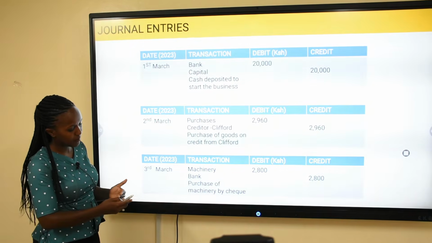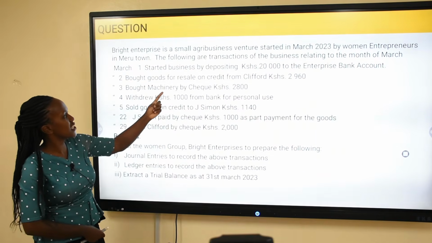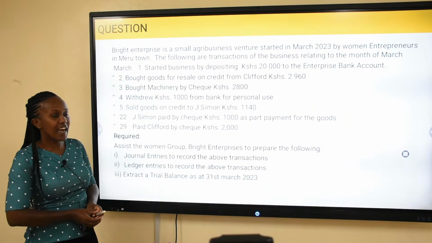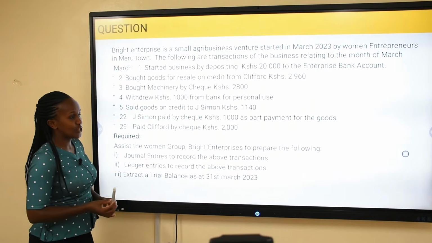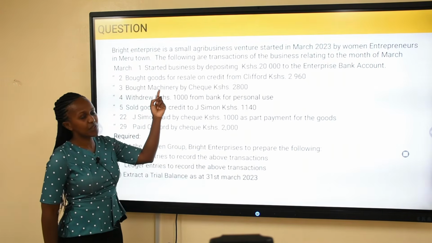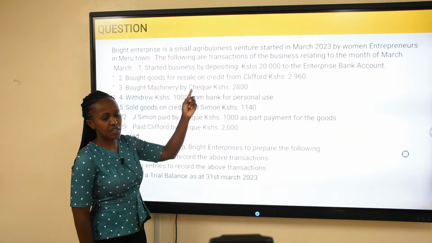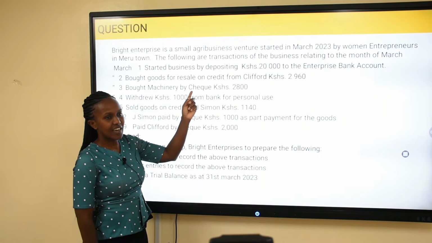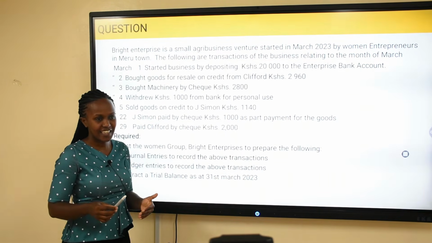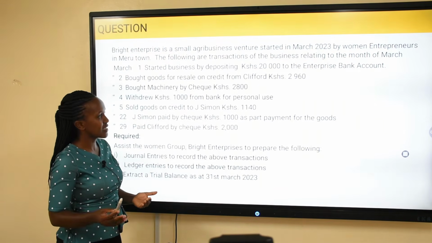see number 3, or what happened on 3rd of March. On 3rd of March, he bought machinery by check, shillings 2,800. Identifying the transaction here, we find that bought machinery. Number 1, the first account being affected is machinery. Paid by check, the second account being affected here is bank. Now, machinery and bank, both of them are assets. Yes, both of them are assets. Machinery is a fixed asset, bank is a current asset.